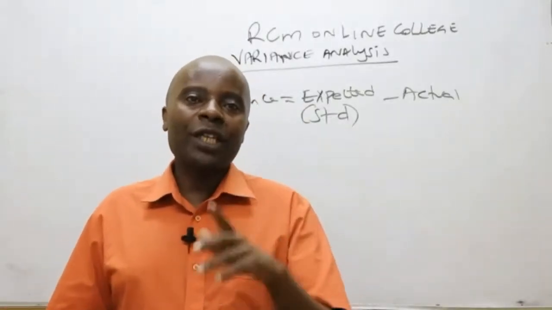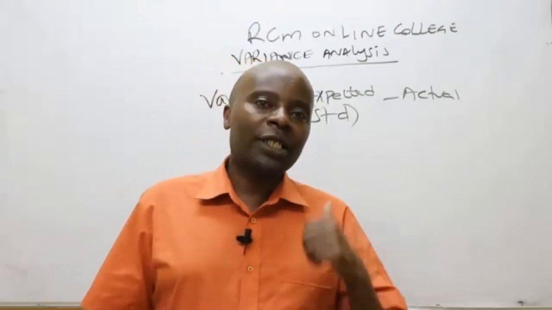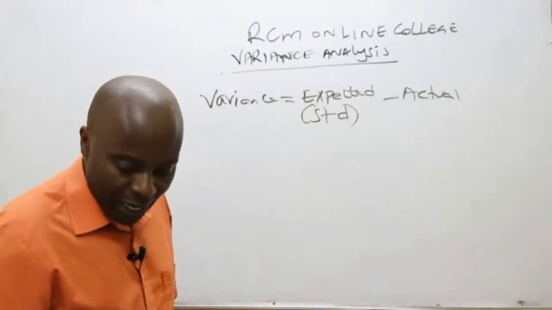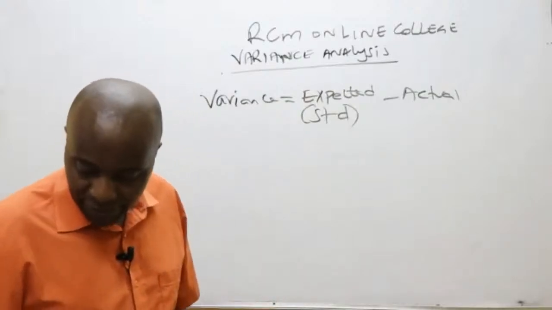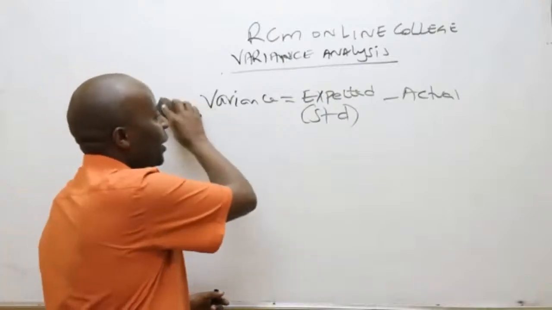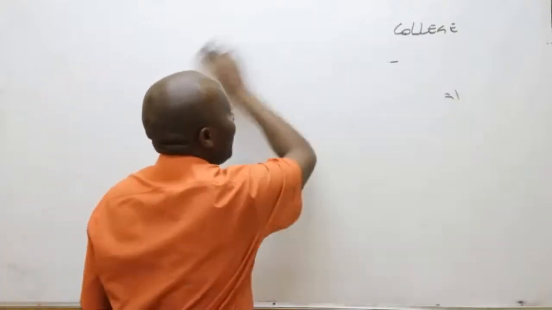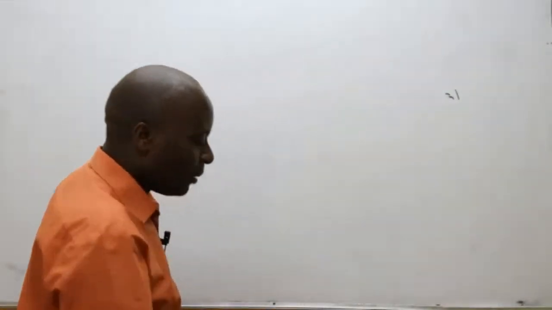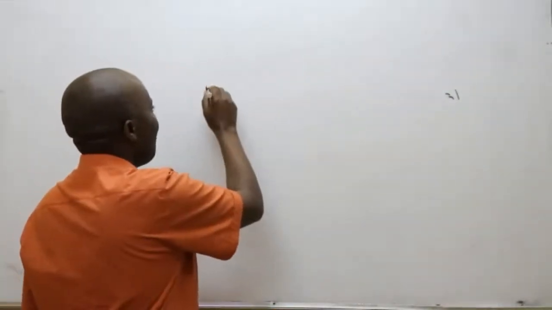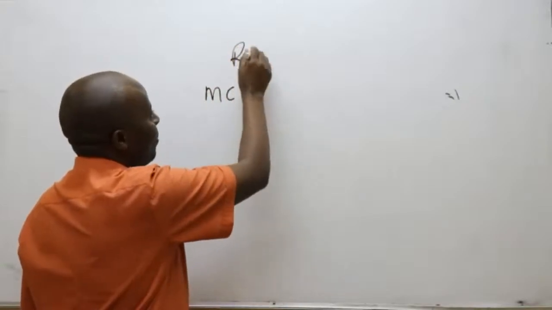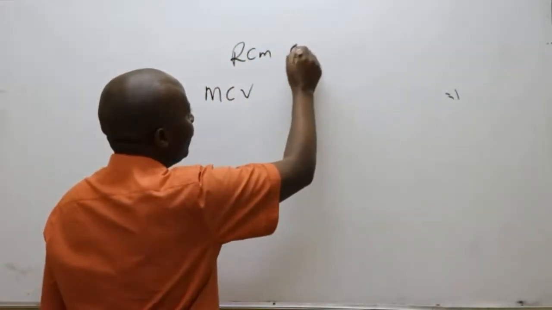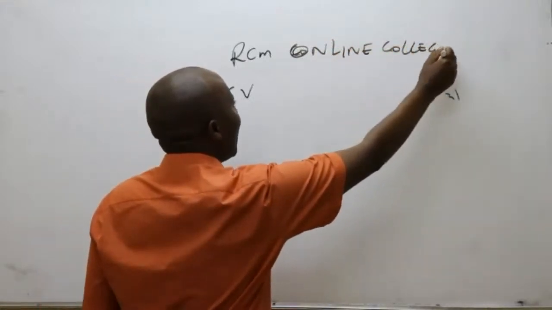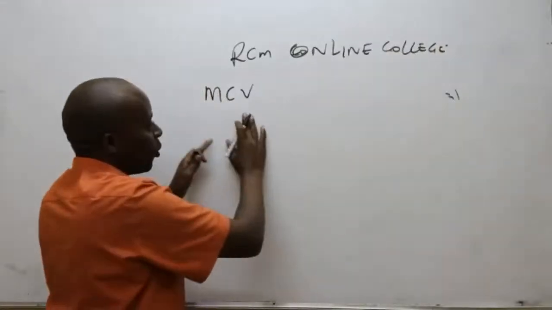We start with material cost variance. Material cost variance is what we abbreviate as MCV. MCV is material cost variance.